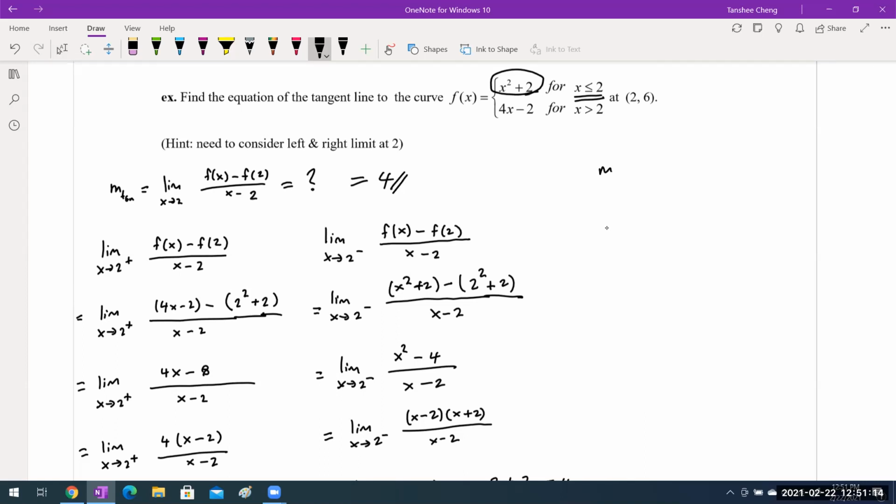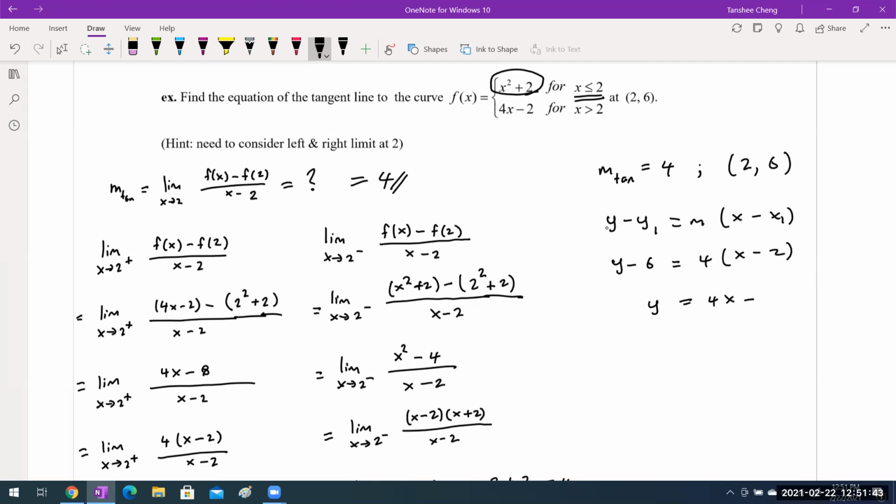Now I have the slope of the tangent line at that particular point, which is 4, and we have the point (2, 6). So therefore, I can use the point-slope formula to find the equation of the tangent line. So that will be y minus 6 equals 4 times x minus 2. So that will give us y equals 4x minus 8 plus 6, which is 2. So that will be my final answer for the equation of the tangent line in this case.